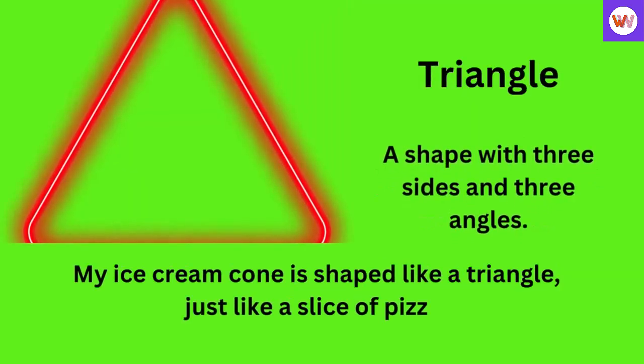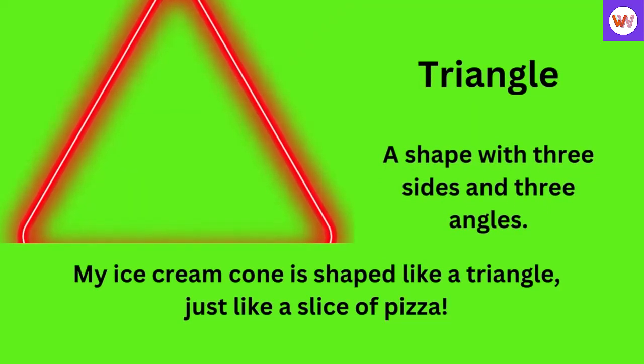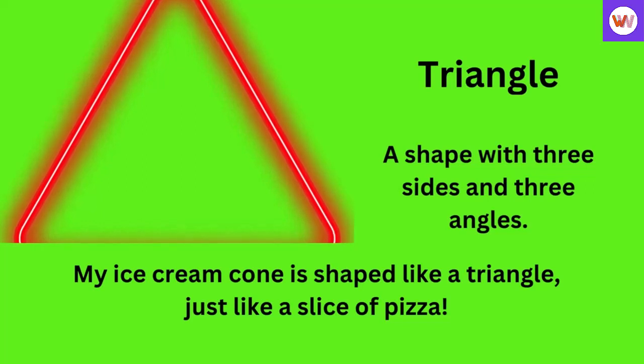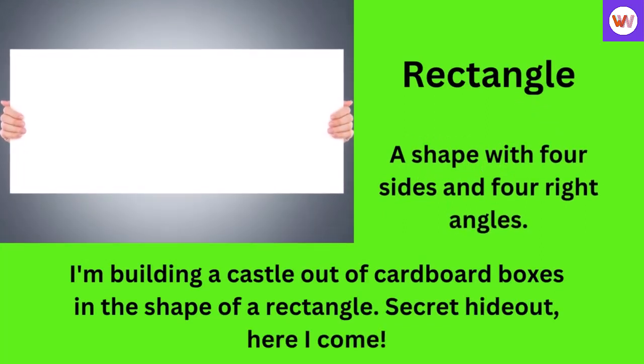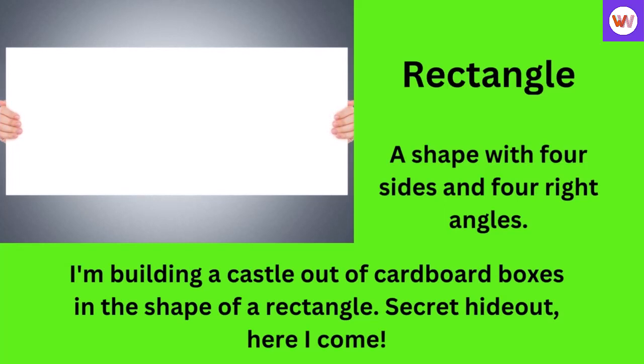Triangle. A shape with 3 sides and 3 angles. My ice cream cone is shaped like a triangle, just like a slice of pizza. Rectangle. A shape with 4 sides and 4 right angles. I'm building a castle out of cardboard boxes in the shape of a rectangle. Secret hideout, here I come.